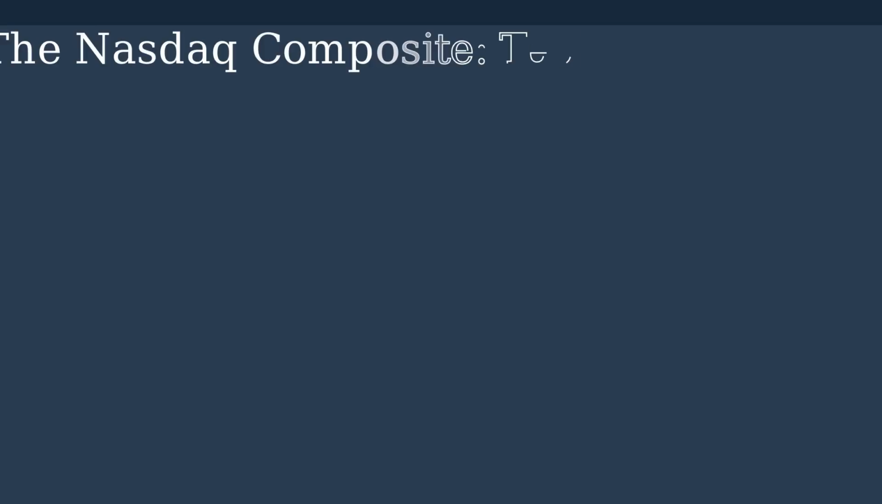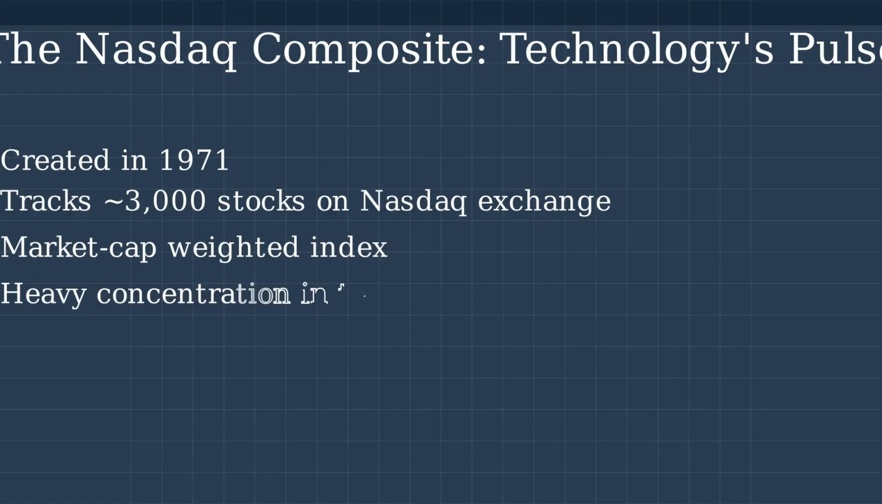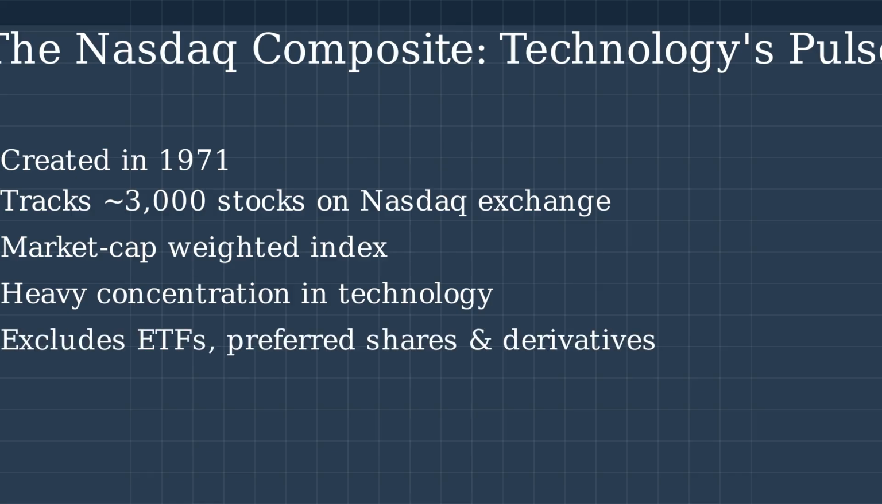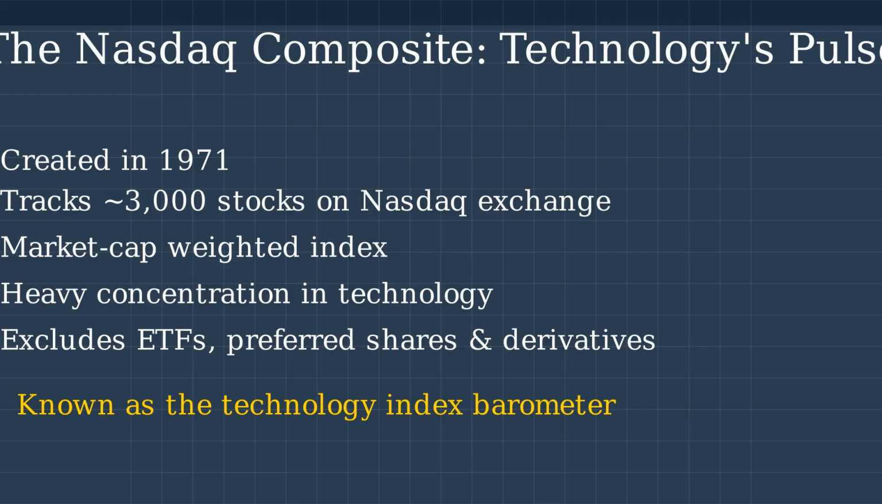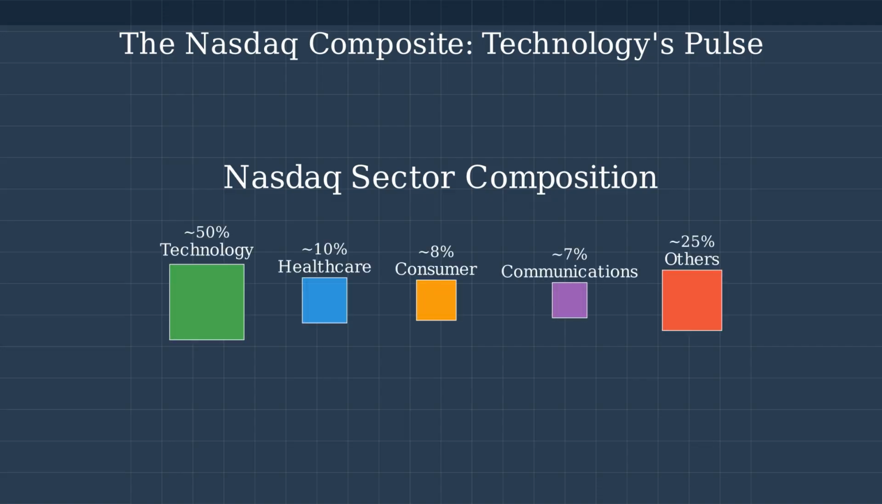The Nasdaq Composite tracks approximately 3,000 stocks listed on the Nasdaq Stock Exchange. Created in 1971, it's a market cap-weighted index with a heavy concentration in technology companies. The index is widely recognized as the barometer for the technology sector. The Nasdaq's sector composition shows its heavy technology weighting, which accounts for approximately half of the index.